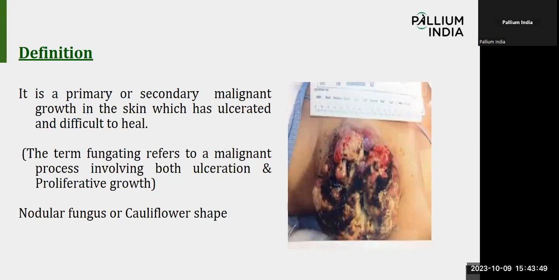So what is the difference between a normal wound and a fungating or cancer wound? A normal wound can be preventable and curable, but a cancer or fungating wound is not preventable or curable. As the definition says, it is a primary or secondary malignant growth in the skin which has ulcerated or is difficult to heal. Primary and secondary malignant means it can be a first or second malignant growth in the skin that is already very well ulcerated and difficult to heal.